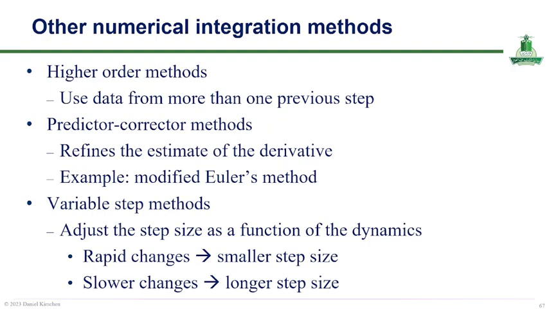This slide introduces several advanced numerical integration methods that improve the accuracy and stability of the basic Euler approach. Higher order methods use information from multiple previous steps to obtain more precise results. Predictor-corrector methods further improve accuracy by first predicting the next value and then correcting it using a refined estimate of the derivative, as in the modified Euler method.